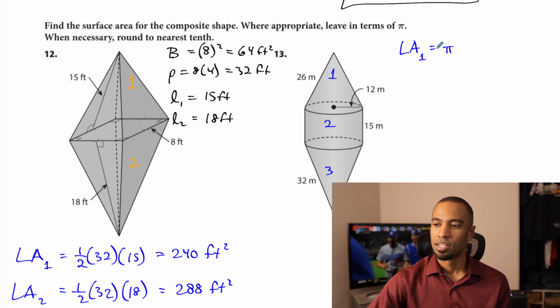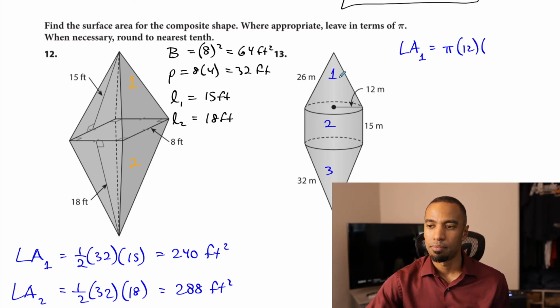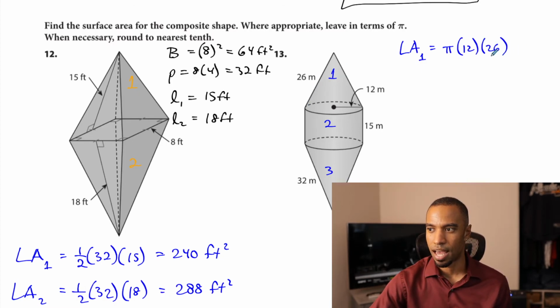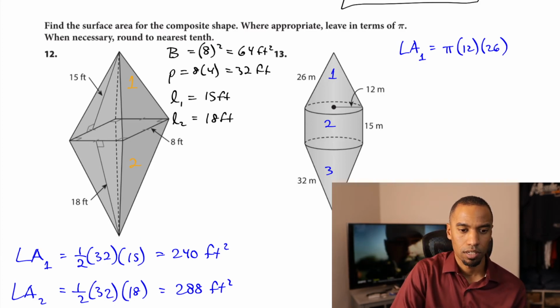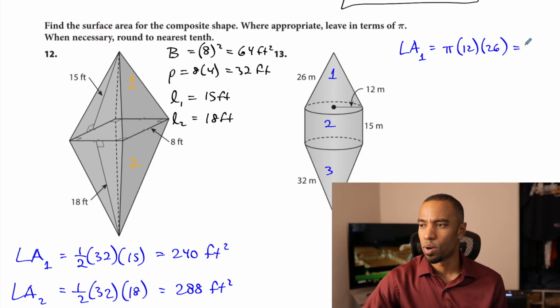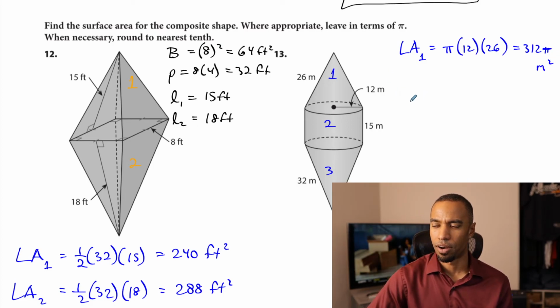So pi times the radius of the cone is 12 meters. Oh, I guess we do need the radius here as well. Times the slant height, pi RL, is 26, like that. So pi RL, 12 times 26. I'm sure I could come up with it pretty fast, but don't want to mess up. So 312. So this is 312 pi square meters. Okay, that's the lateral area of the first guy.